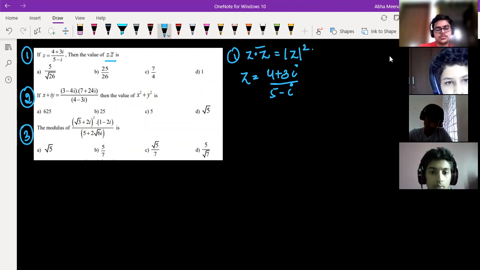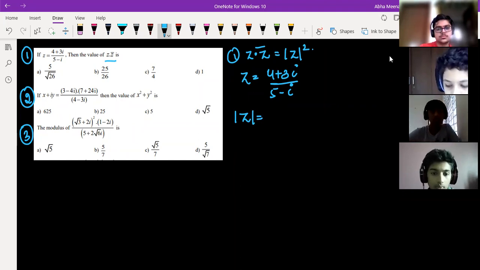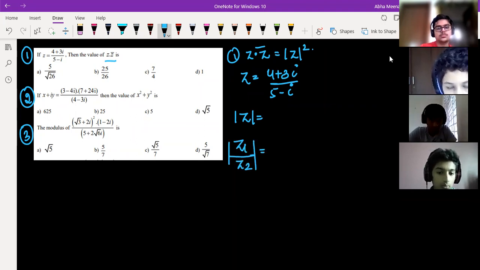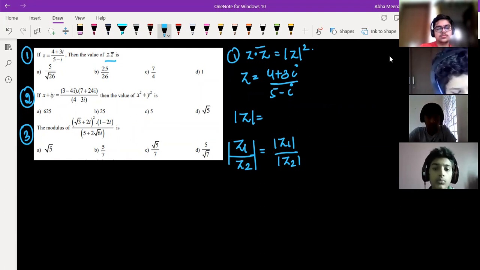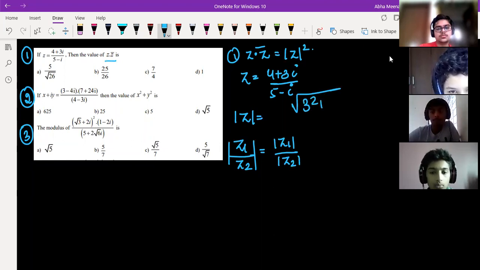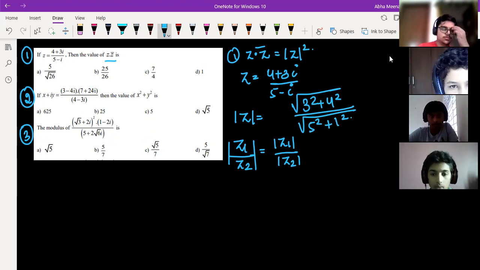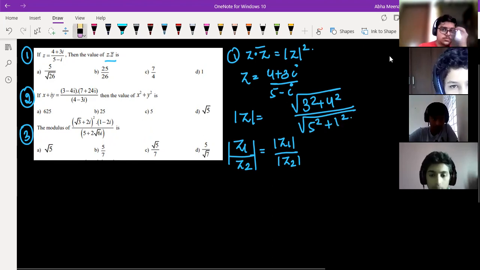That's all. And modulus of Z, what is this? Modulus of the above by modulus of the below. Because we have studied one more property of modulus, that mod Z1 by Z2 is modulus of Z1 by modulus of Z2, right? So modulus of Z1, the above one, is root 3 square plus 4 square. What is the modulus of the below one? Root 5 square plus 1 square, right? Right, children?